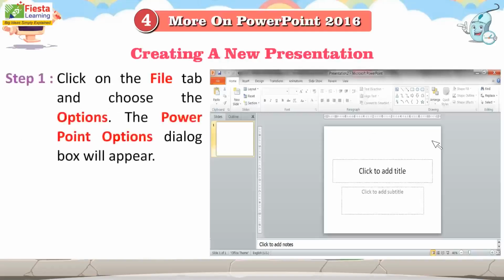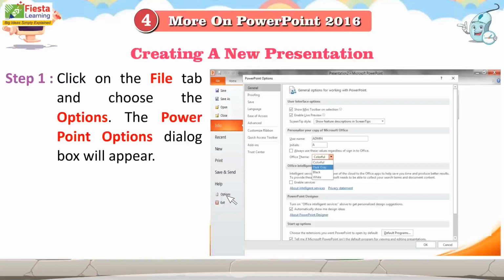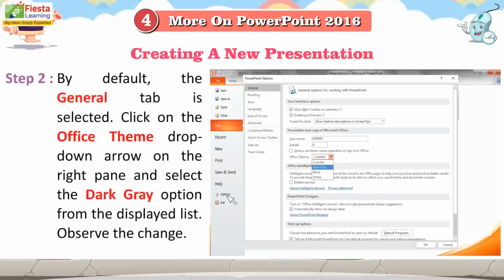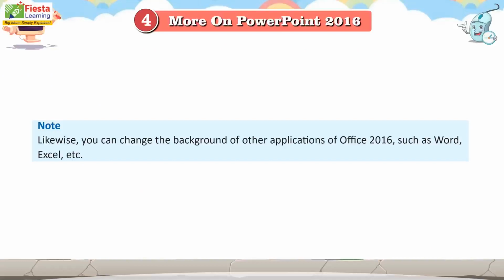Step 1. Click on the File tab and choose the Options. The PowerPoint Options dialog box will appear. Step 2. By default, the General tab is selected. Click on the Office Theme drop-down arrow on the right pane and select the dark gray option from the displayed list. Observe the change. Note: likewise, you can change the background of other applications of Office 2016 such as Word, Excel, etc.